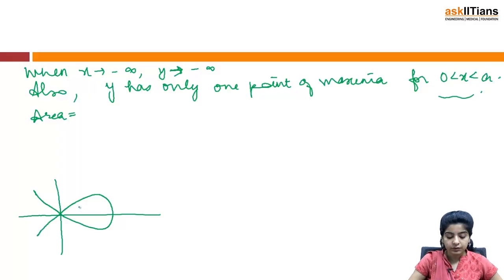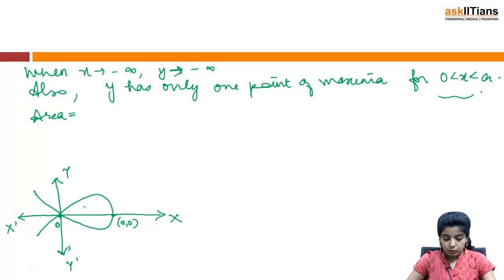This is the given curve. This point is a, 0. This is our x axis. This is y, this is y dash, this is x dash. And this is our origin, 0, 0.